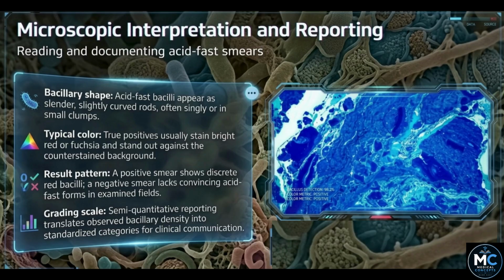Microscopic interpretation and reporting. Interpretation depends on morphology, color, distribution, and a consistent reporting scale that communicates organism burden clearly. Bacillary shape. Acid-fast bacilli appear as slender, slightly curved rods, often singly or in small clumps. Typical color. True positives usually stain bright red or fuchsia and stand out against the counterstained background. Result pattern. A positive smear shows discrete red bacilli. A negative smear lacks convincing acid-fast forms in examined fields. Grading scale. Semi-quantitative reporting translates observed bacillary density into standardized categories for clinical communication.